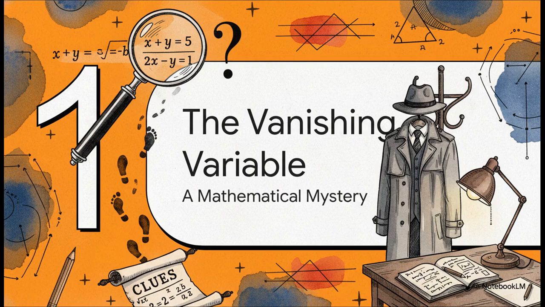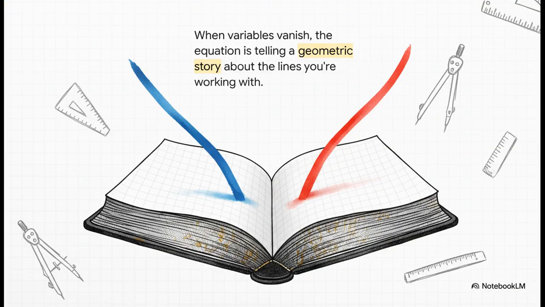For the next few minutes, we're going to put on our detective hats and learn how to read these algebraic clues to figure out what's really going on. Here's the key idea you've got to remember. Algebra is visual. Every linear equation is just the story of a line on a graph. And when you're solving a system of equations, you're just looking for the spot where those two lines cross. So when the variables disappear, it's because the lines are doing something special.